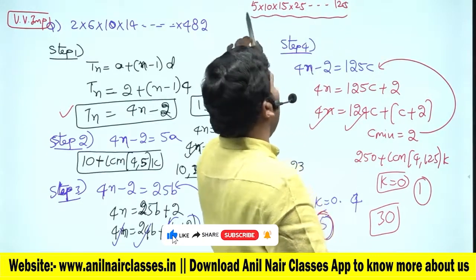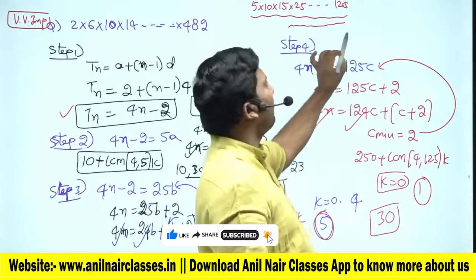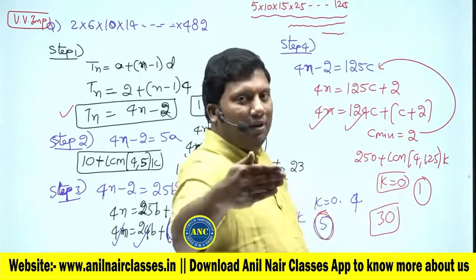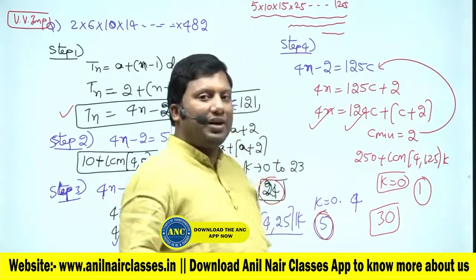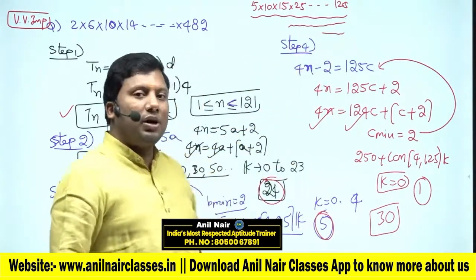First I wrote all the multiples of 5. Then I wrote all the powers of 25. Then I wrote all the powers of 125. There will be extra powers of 5 that you get in 25 and 125, which I wrote in steps number 2 and 3.